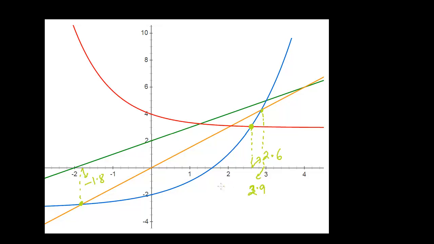And the final one is e to the power minus x plus 3. The line x plus 2 is the green line, and it intersects here. This is between 1 and 2. So this is 1.3. So that's how you're going to use it in the graph plotting.